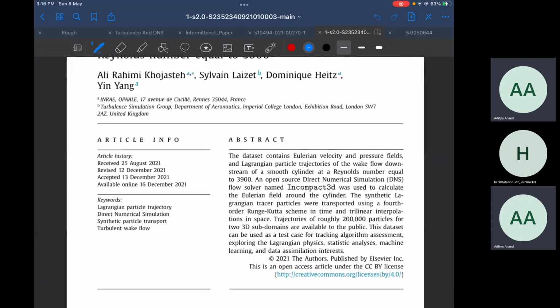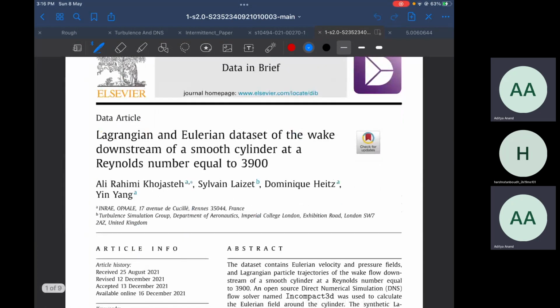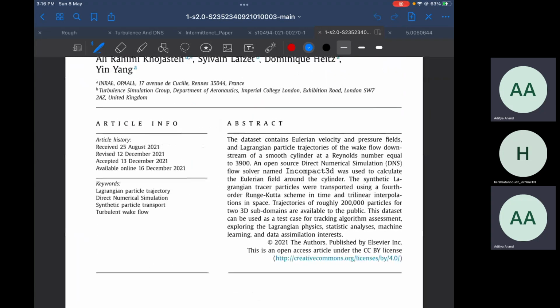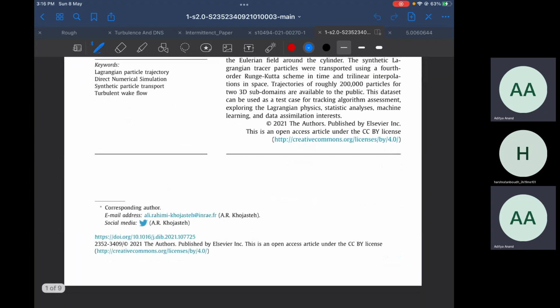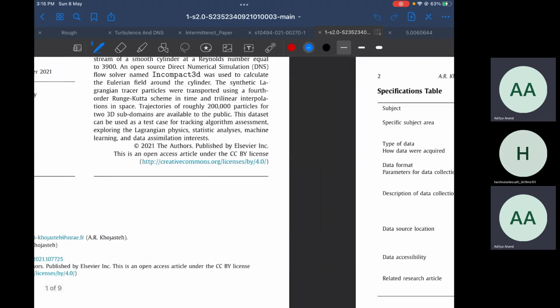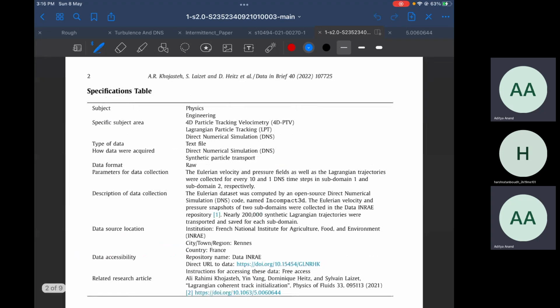Okay. So the third paper I had selected yesterday was this one. See, the Lagrangian and Eulerian data set of the wake downstream of a smooth cylinder at a Reynolds number of 3900. So this paper is not actually addressing any physics yet. They have actually just presented about the data set.